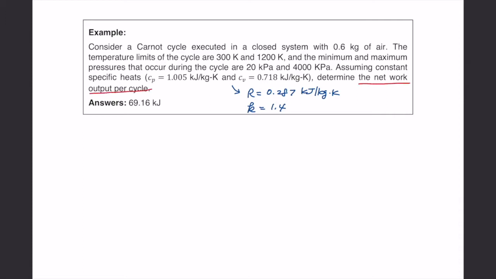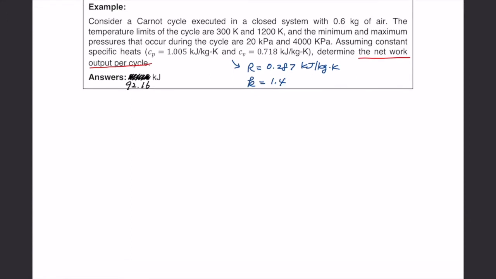Before we go further, let me give the correct answer. That is 92.16 kilojoule. Now, the first thing that we always want to do for thermodynamic cycle analysis is to draw the TS diagram and PV diagram. Okay. Can you draw the TS diagram and PV diagram of the Carnot cycle? Let's try to draw the TS diagram first.